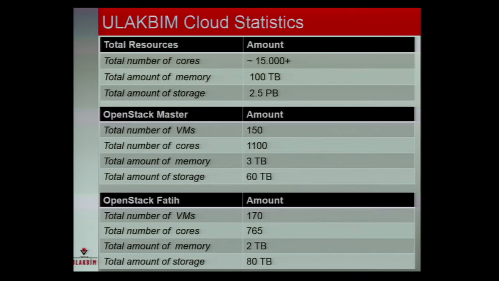And the master OpenStack has a total of 150 virtual machines, 1,100 CPU cores, 3 terabytes of memory, and 60 terabytes of data storage. And the FATIH project uses 170 virtual machines, 765 CPU cores, 2 terabytes of memory, and 8 terabytes of data storage.